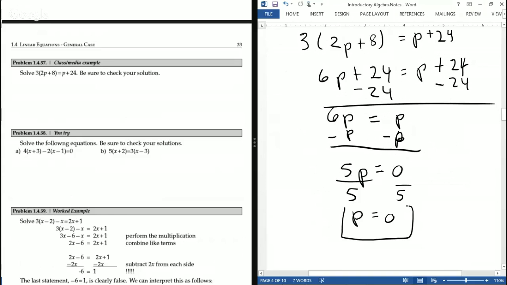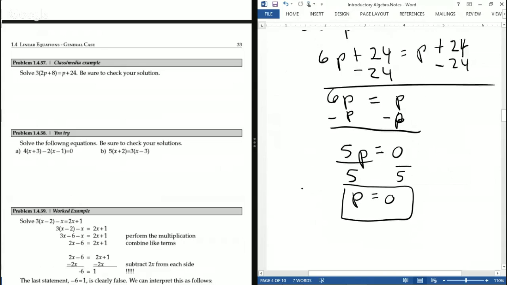And the check, I'll leave the check up to you. If you substitute 0 back into the original equation, you should get an identity. It appears you'd get 0 plus 8 times 3, which is 24, and 0 plus 24 is 24. So you get an identity there.